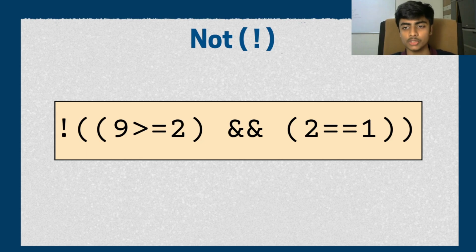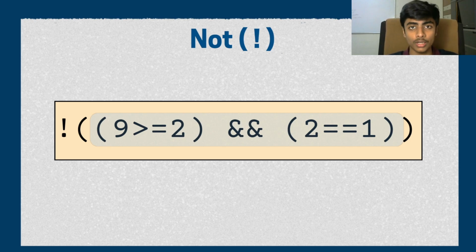Finally, we look at this expression, which is a bit different. Here I have two terms, 9 is greater than or equal to 2 and 2 is equal to 1. And I have an AND operator connecting the two terms. Now notice that there are brackets around this whole expression. This means that I will have to evaluate this whole expression first. It's either going to be a true or a false, and then I'm going to apply the NOT operator on the final output.